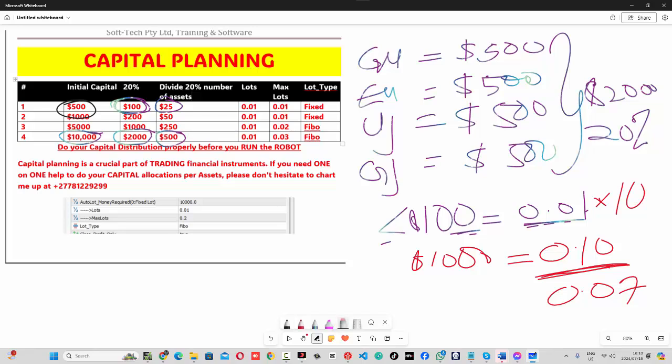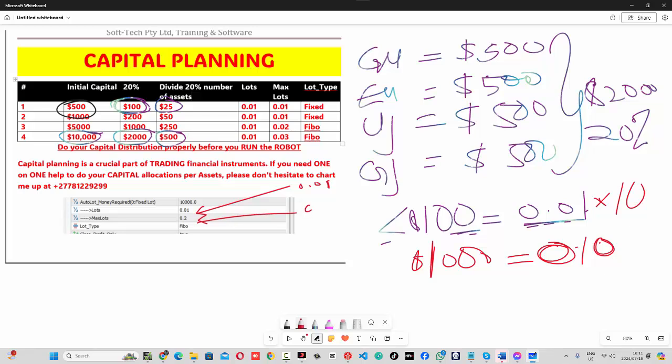Let me come here again. If your capital, when you divide your 20% by 4, you remove your 20%, but the capital you want to allocate now is up to 1,000. That means GU 1,000, Euro USD 1,000, UJ 1,000, GJ 1,000. Now, you know that the maximum lot size is this. So when you come here, you can start with 0.01 and your maximum will be 0.10.